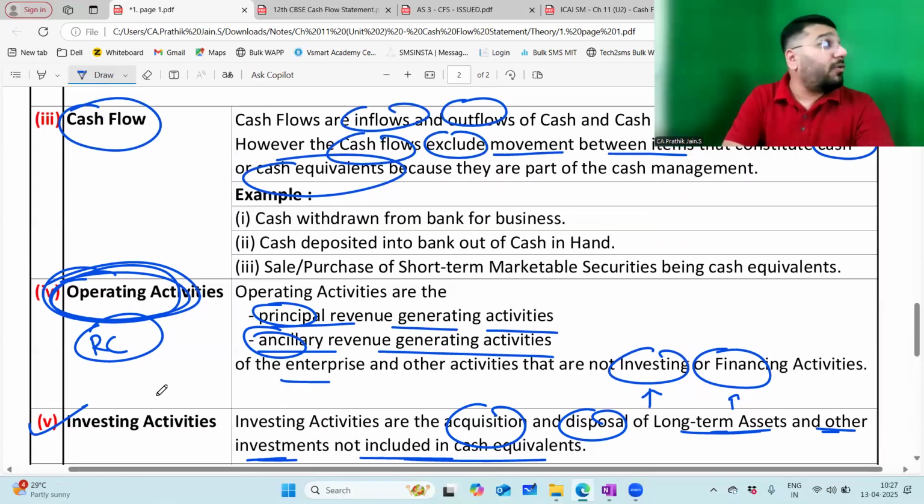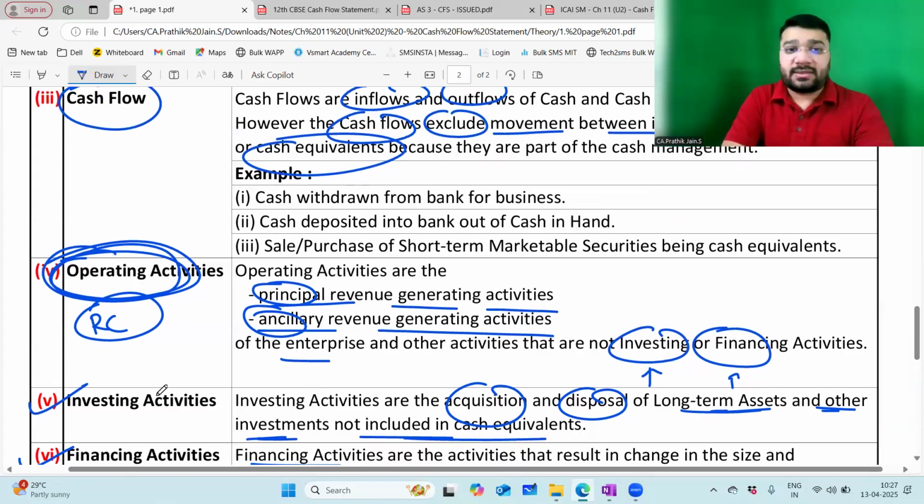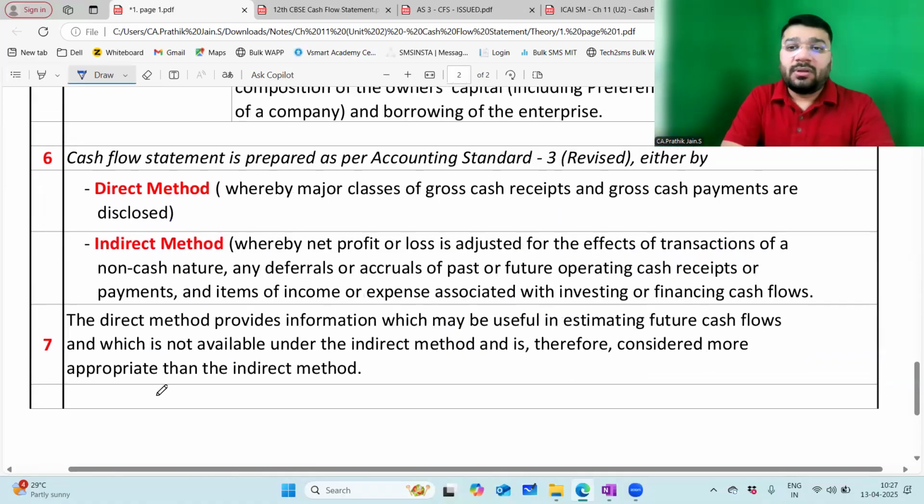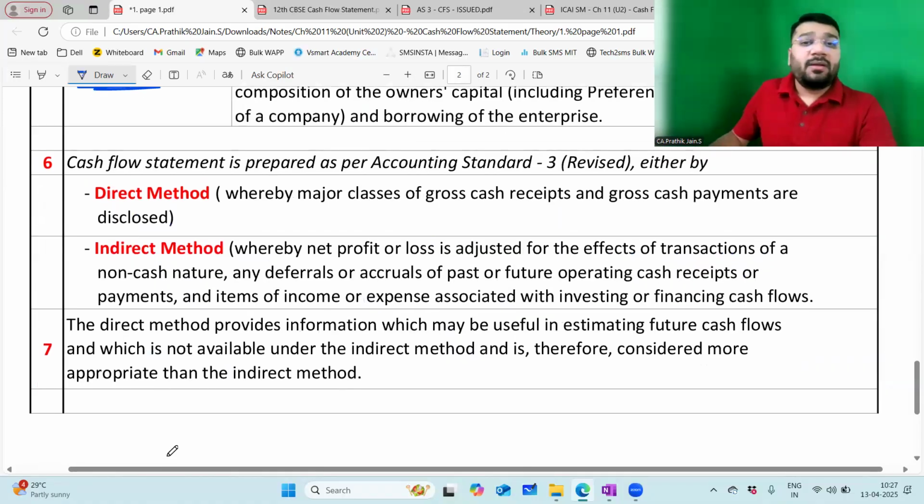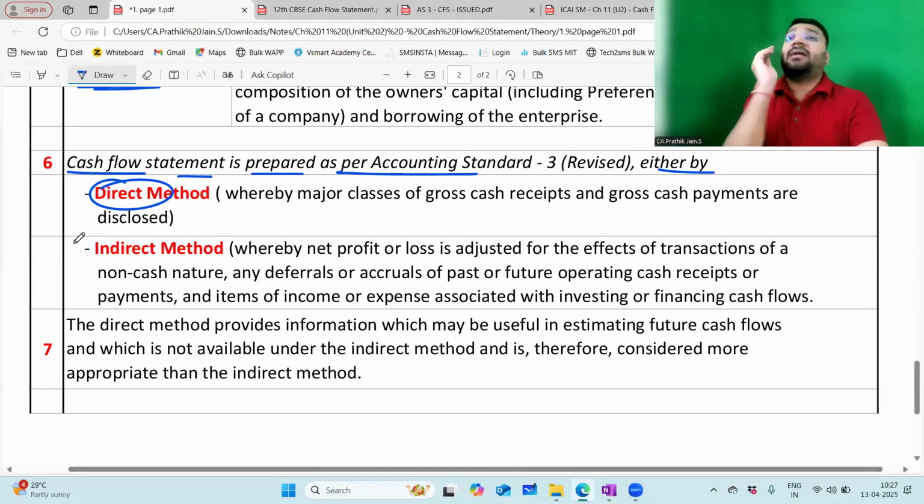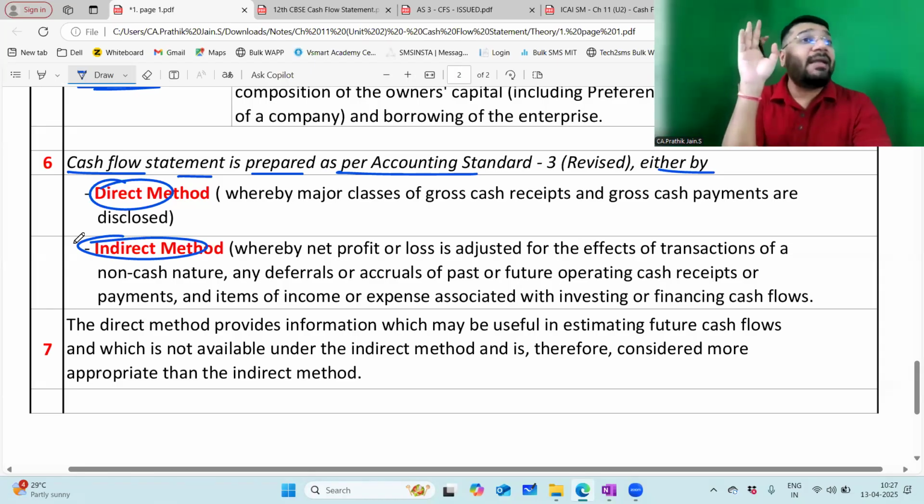So I'm just doing a summary of the topics that we discussed in the last class. Now begins the new topic for the day. The cash flow statement is prepared as per Accounting Standard 3 (revised) either by the direct method or the indirect method. In your 12th CBSE, which method did we study? Indirect method. So here we are studying both the direct method and the indirect method.